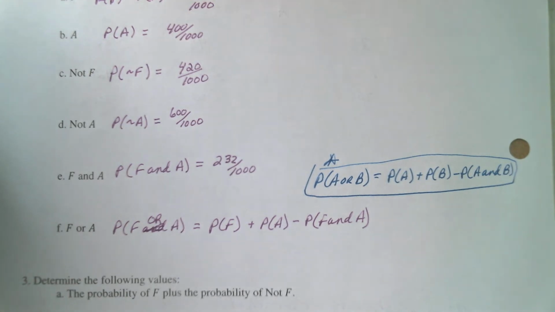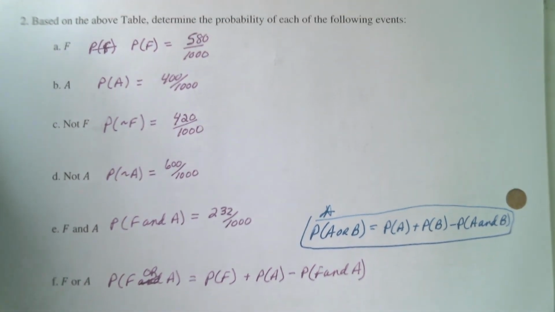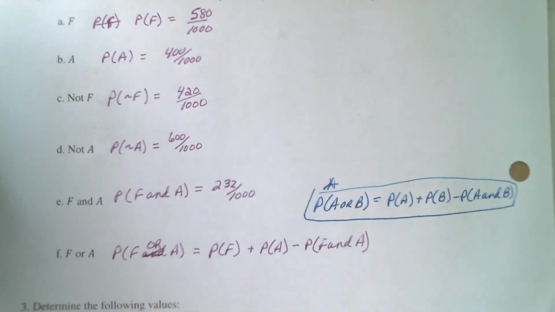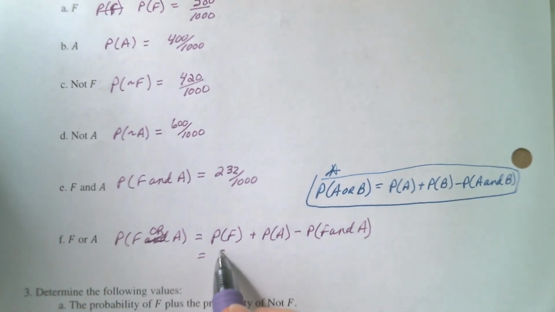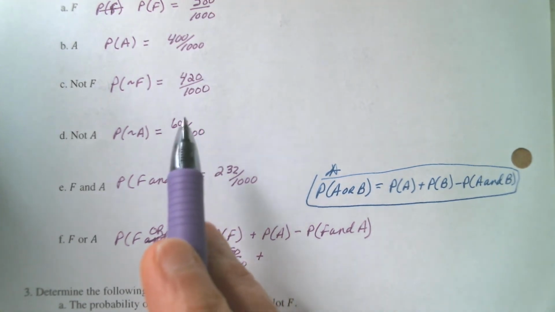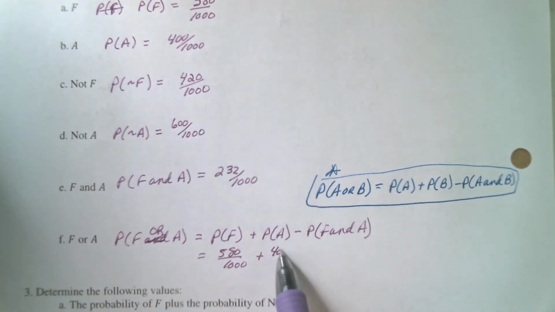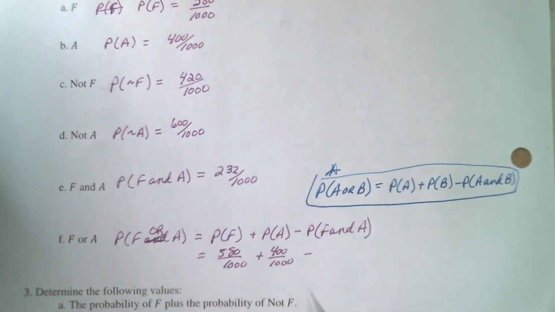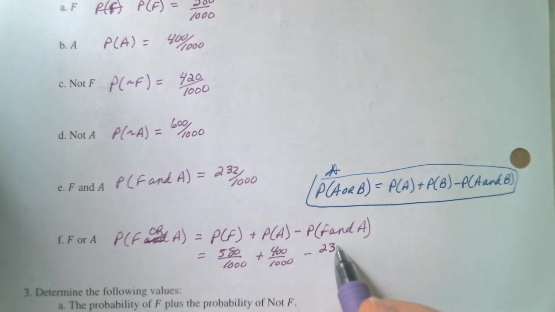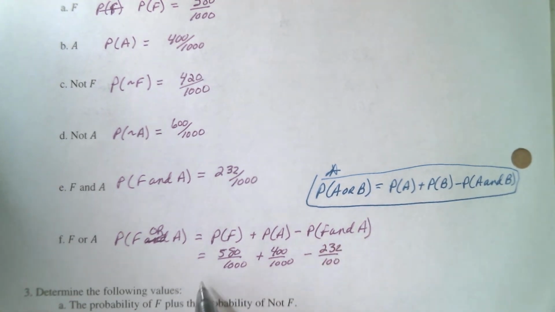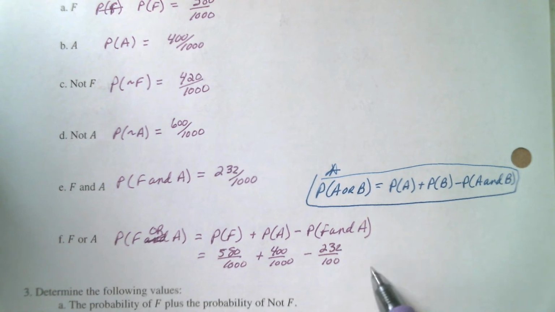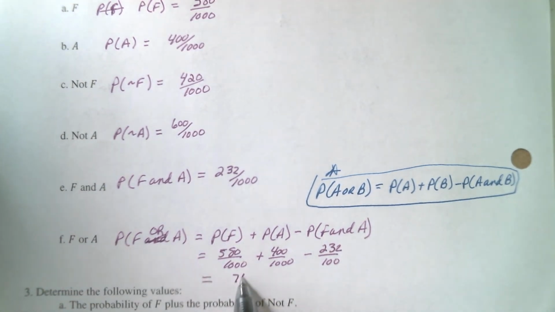So the probability of F is the 580 over 1,000. The probability of A is the 400 over 1,000, minus the probability of F and A, which is the 232 over 1,000, which is equal to 748 over 1,000.